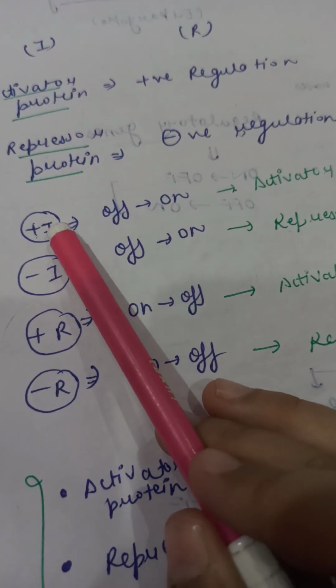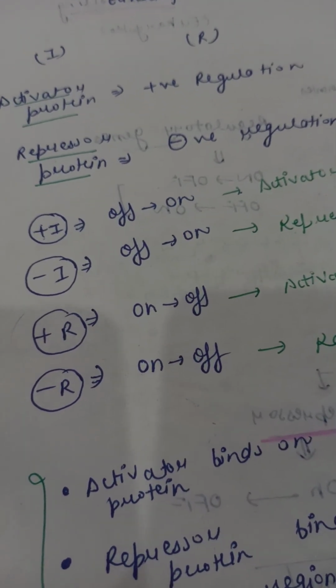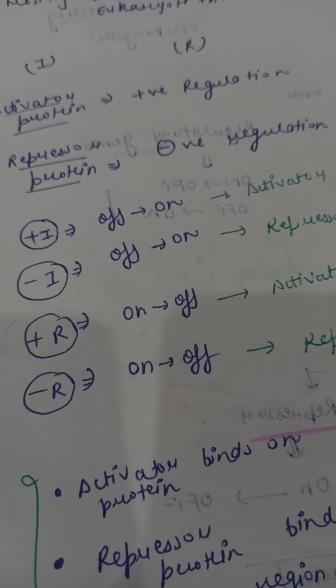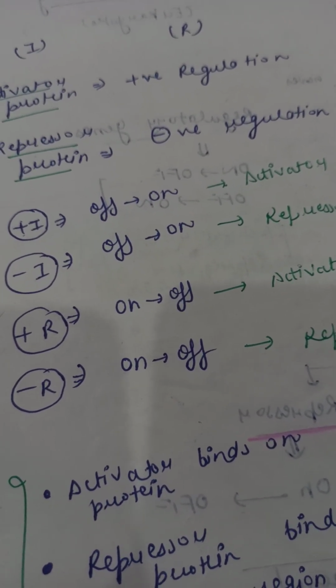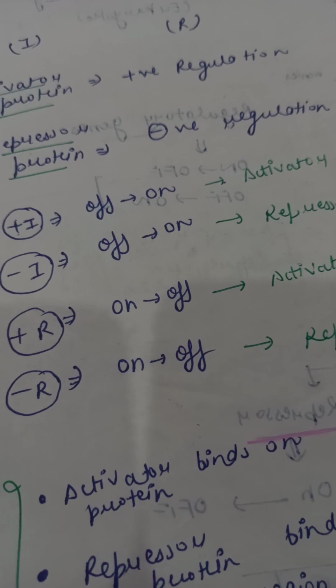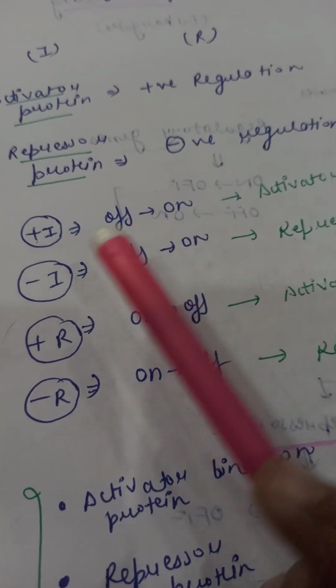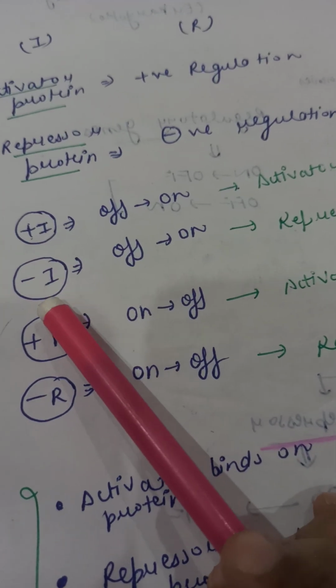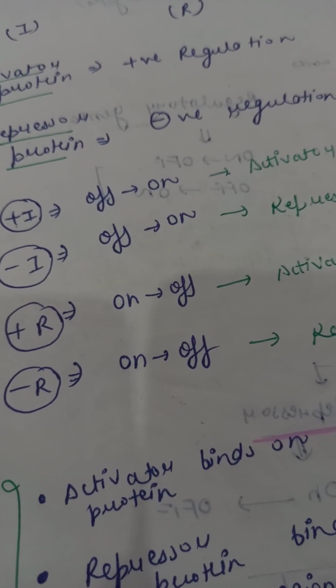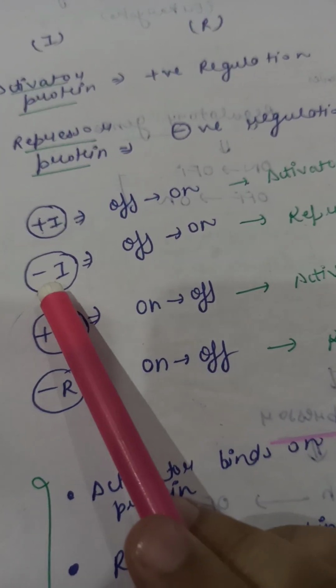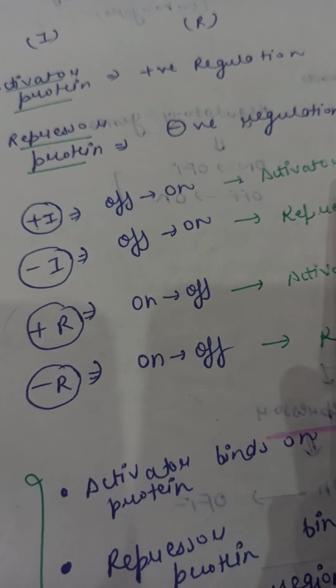And then we have I, which means inducible. Inducible means you are making the operon go into the on situation. So if they are off, they will be on, because they are inducible. I means inducible, you are inducing them, you are making them active, and negative means repressor and positive means activator.